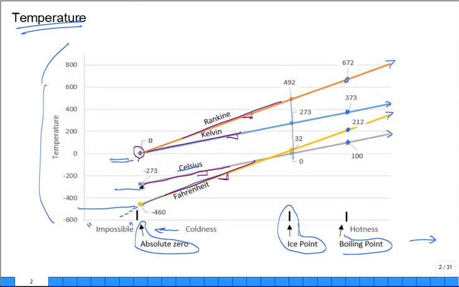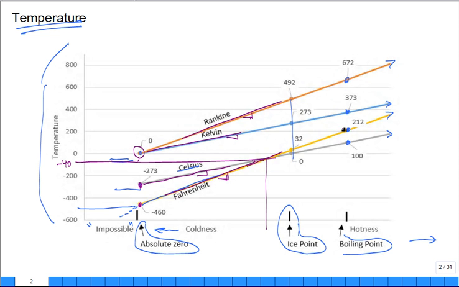But these two, well, they cross somewhere, don't they? And where do they cross? They do cross at negative 40. So they have the same hotness, coldness at the numeric value of negative 40 C is equal to negative 40 F. So there's a lot of information tucked in on a plot like this.